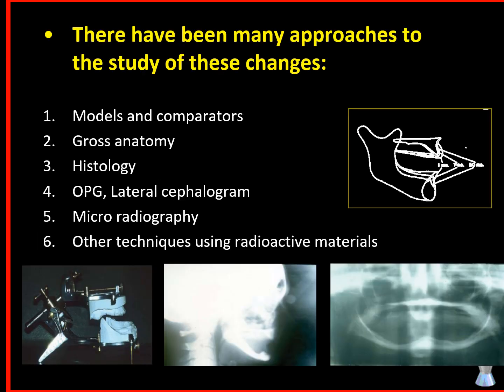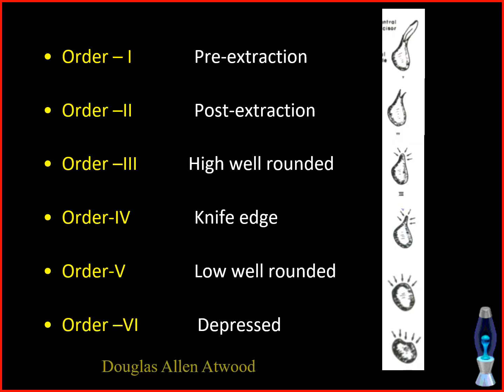The other methods to study the pathological changes in the residual ridge are models, comparators, gross anatomy like the position of the mental foramen and inferior alveolar canal, and histology, where we section the bone and examine it under the microscope, where you can see more osteoclasts. Then OPG in different stages, lateral cephalogram, microradiography, and other techniques using radioactive materials. Douglass Atwood classified the residual ridge into 6 orders.